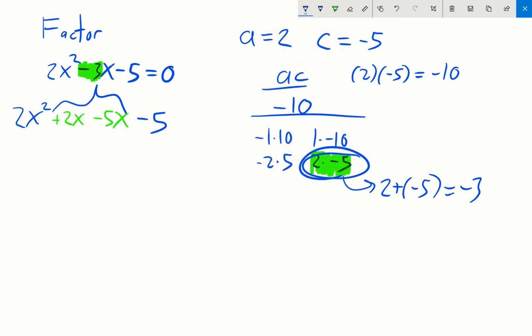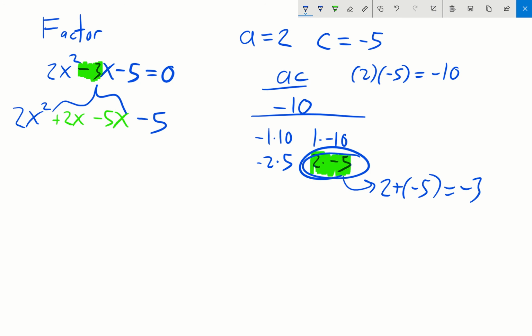Again, it hasn't changed the value of the expression, it's only given us more terms to work with. The 2x squared is still there, the negative 5 is still there, and we're taking the negative 3x and breaking it apart into a positive 2x term and a negative 5x, where those two numbers are the ones that we found over here that worked.